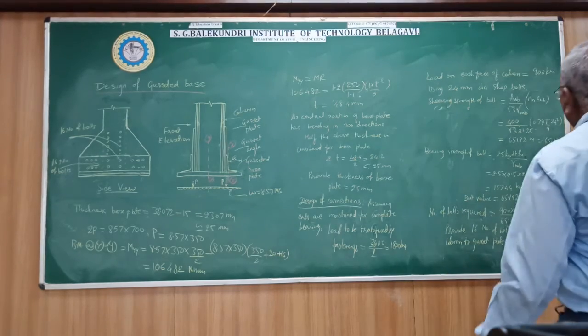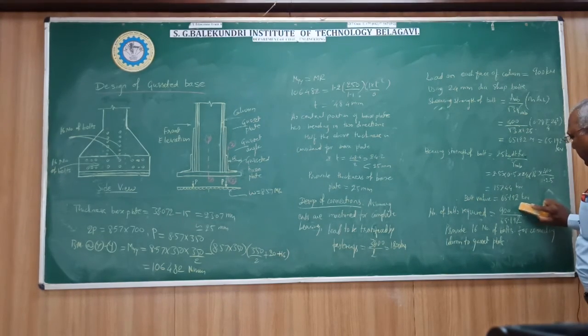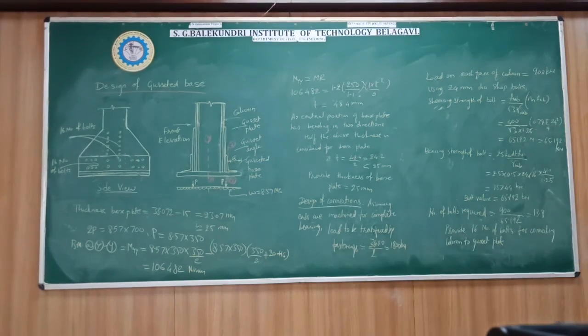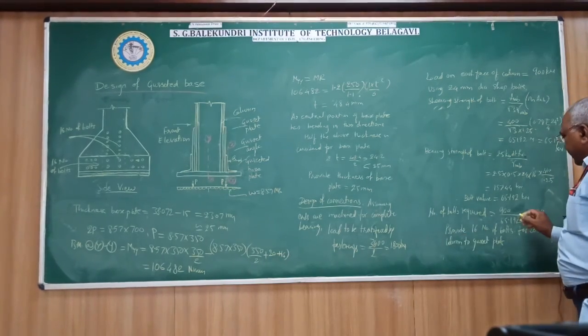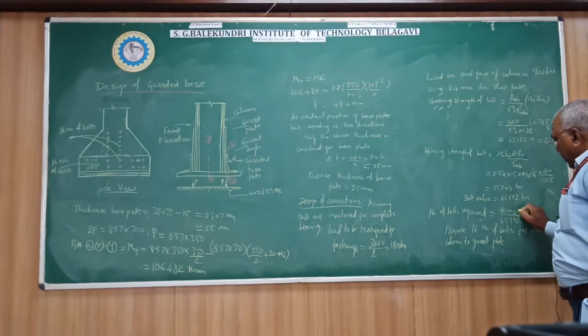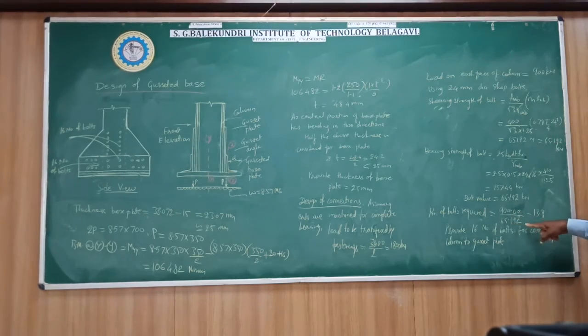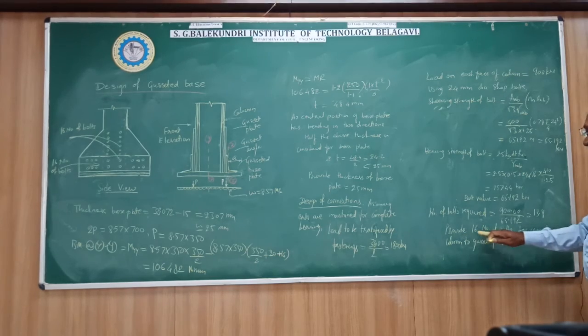So you will get 13.8, and we can provide 16 number of bolts. 900 kilonewton divided by the bolt value 65.192 comes out to be 13.8. So we can provide a round number: 16 bolts are required to connect the column with the gusset plate.